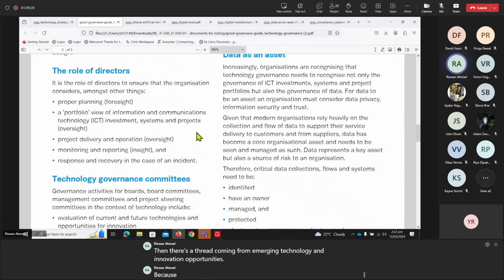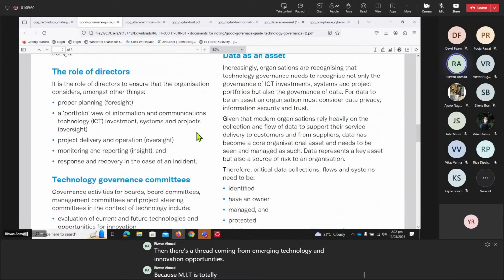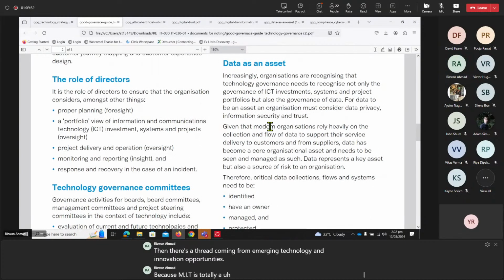Because IT is totally ever changing, right? So there's always a threat. Right now, there's the generative AI threat. There's an AI threat. The hackers are using AI to build attacks.